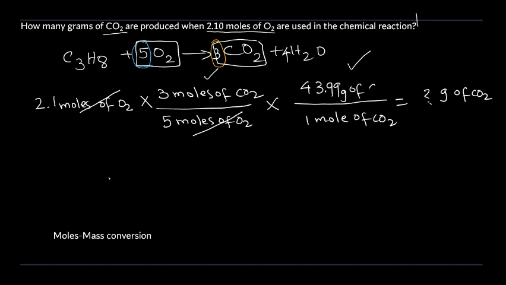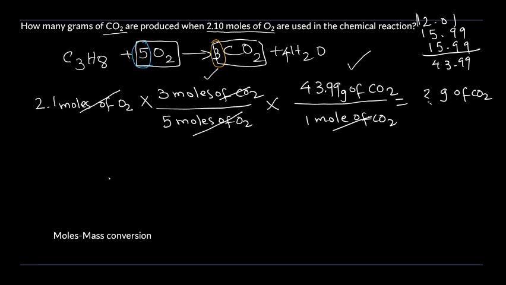43.99 grams of carbon dioxide. If you take the masses from the periodic table, you can see that carbon is 12.01, oxygen is 15.99. I have two oxygens, so 15.99 twice. That will give you 43.99. Okay, and now I can cancel moles of carbon dioxide and moles of carbon dioxide, and I ended up with grams of carbon dioxide.